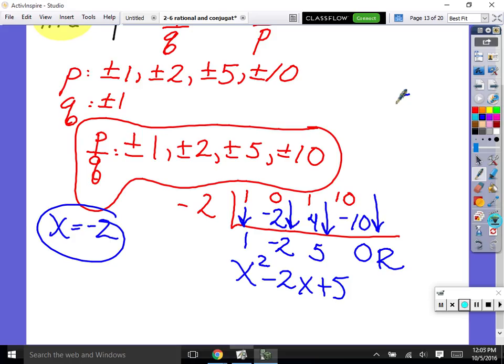So what multiplies to be 5 and adds up to be -2? Nothing, right? So do you guys all understand that it's not factorable? So that means there are no other rational roots. Now that makes sense. Look at your graph. Doesn't it never cross the x-axis again? So that means the other 2 solutions must be imaginary.